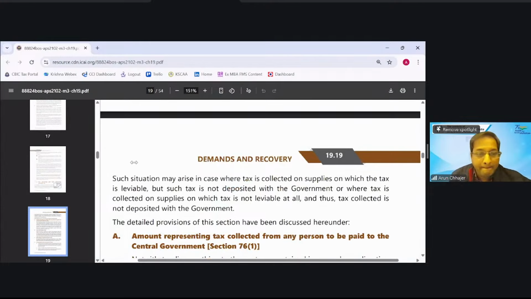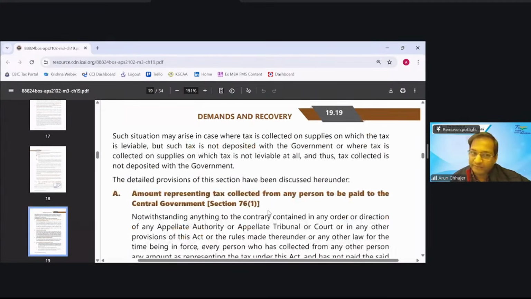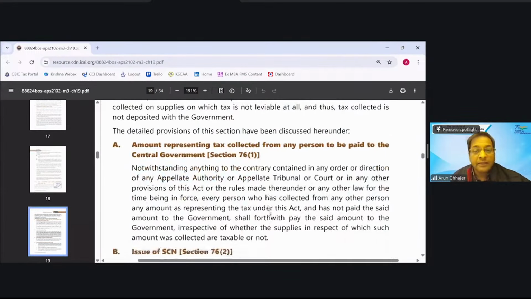Now, such a situation may arise when the tax is collected on a supply on which tax is leviable but such tax is not deposited with the government, or where tax is collected on a supply on which tax is not leviable at all, and thus the tax collected is not deposited with the government. Okay.